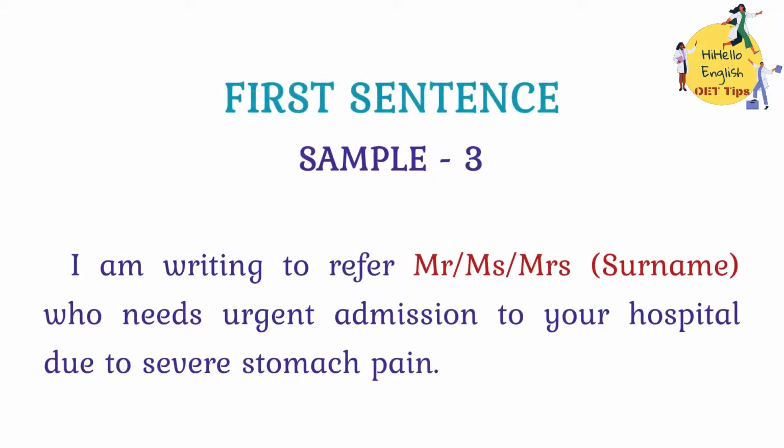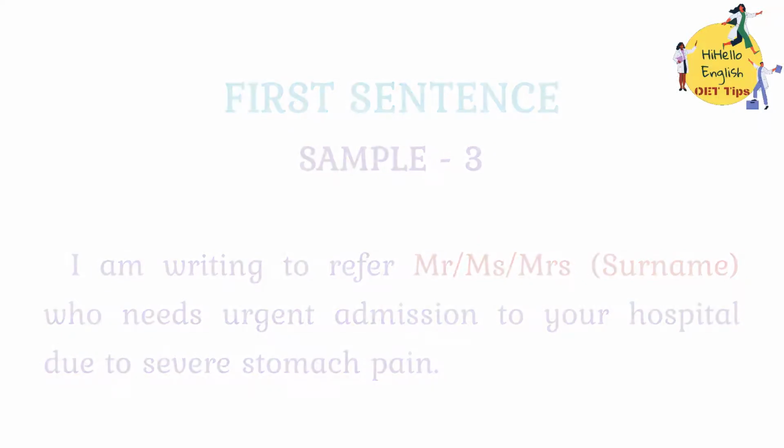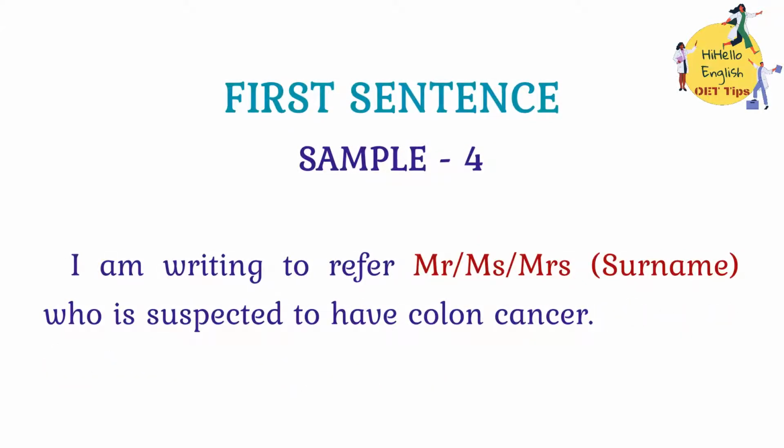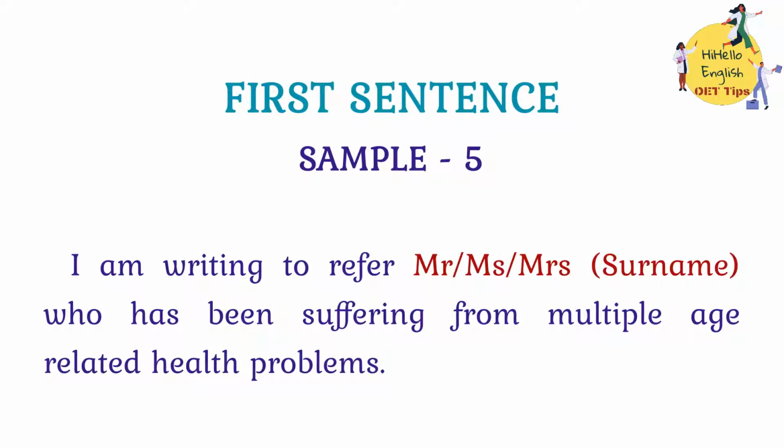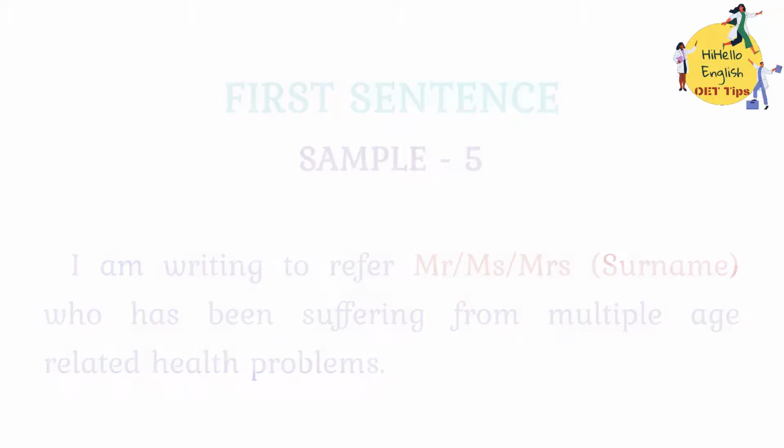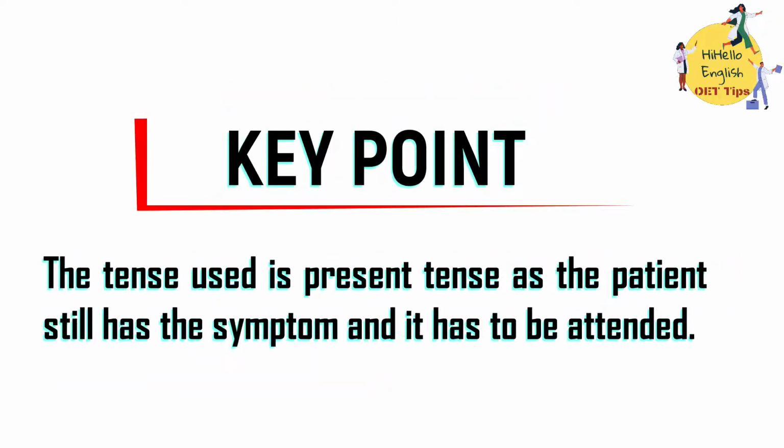I am writing to refer so-and-so, who needs urgent admission to your hospital due to severe stomach pain. I am writing to refer so-and-so, who is suspected to have colon cancer. I am writing to refer so-and-so, who has been suffering from multiple age-related health problems. Now, the key point to remember here is that the tense used here is present tense, as a patient still has the symptom and it has to be attended. Do remember this so that whenever you write, you can write it correctly.